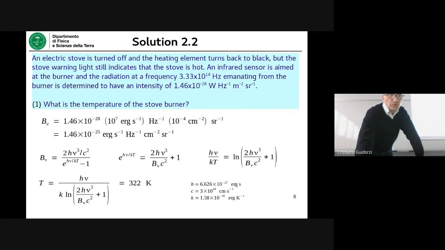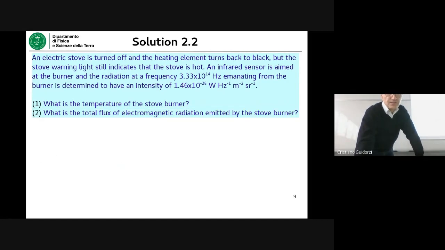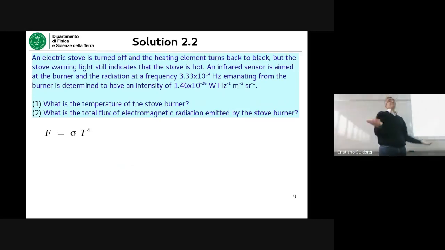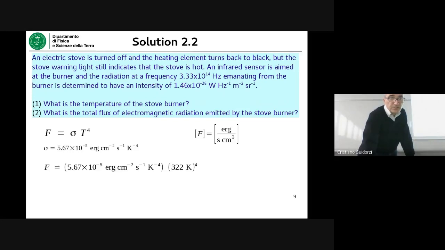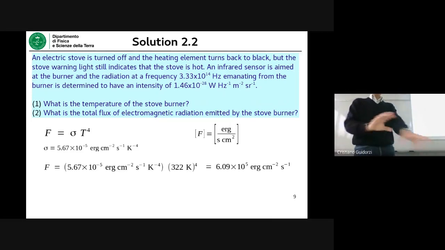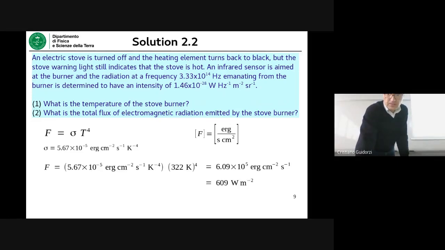A little more interesting, the second question: what is the total flux of electromagnetic radiation emitted by the stove burner? Stefan's law. You know the temperature, so the flux is just ergs per square centimeter per second. You just have to remember the Stefan constant value, which is the one I was commenting on in the previous lecture. So just use this formula. Make sure you can calculate this, because sometimes one goes, oh, this is just a matter of numbers, but when one has to do that, it's good to get familiar with it. So 6 10 to 5 ergs per square centimeter per second, which is also 609 watts per meter squared.